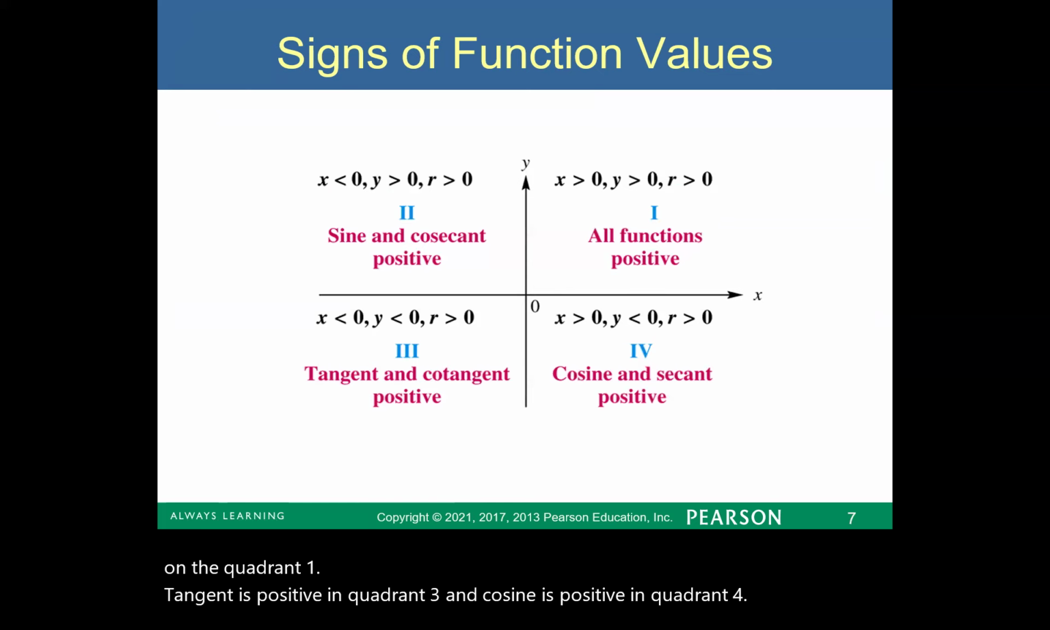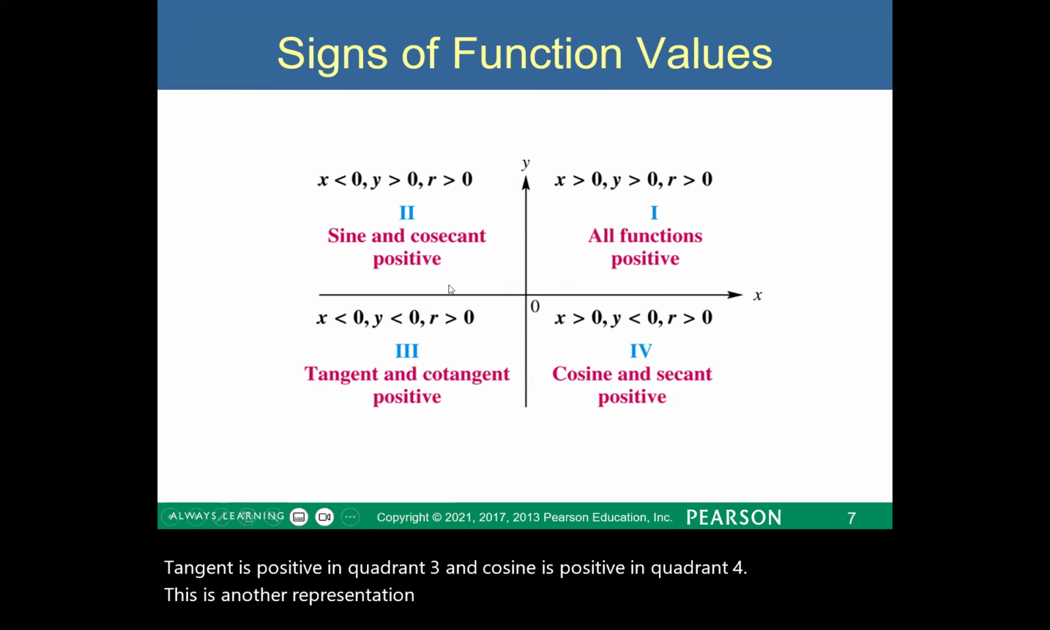This is another representation of these signs. Remember, cosine is the x-axis, sine is the y-axis.